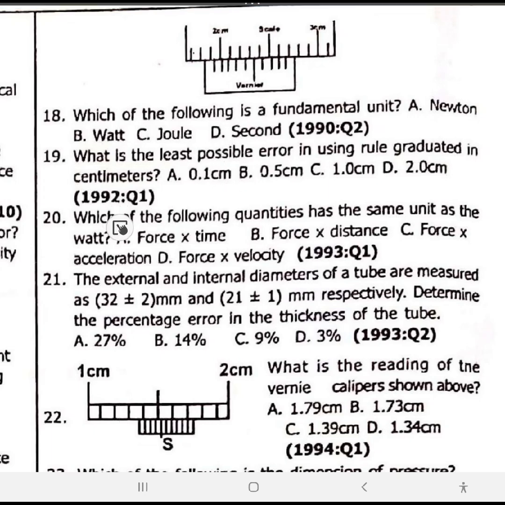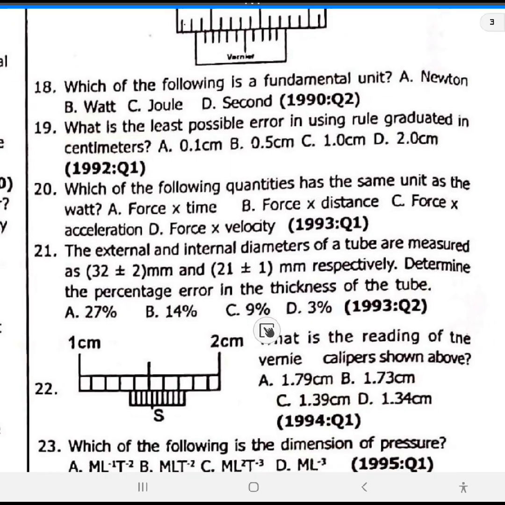19. What is the least possible error in using a rule graduated in centimeters? I would also love to show you this, but the answer is option A. 20. Which of the following quantities has the same unit as watts? Force and velocity, option D, because force times velocity. I might also need to demonstrate the answer of number 20 with a different video.